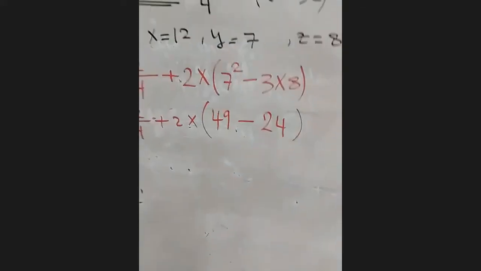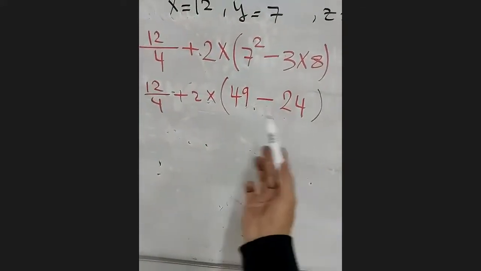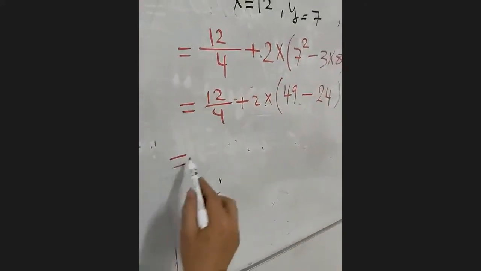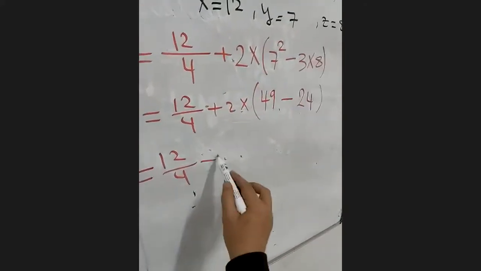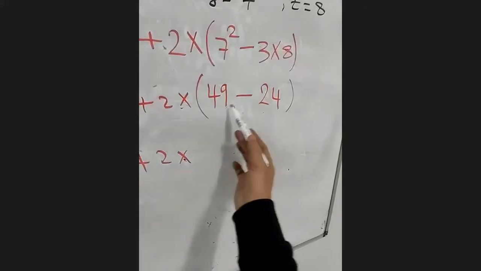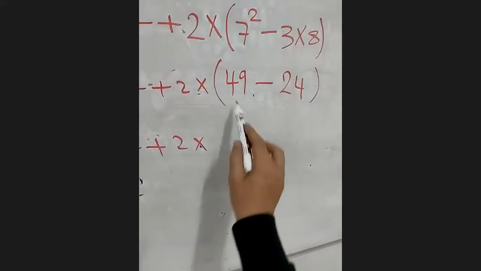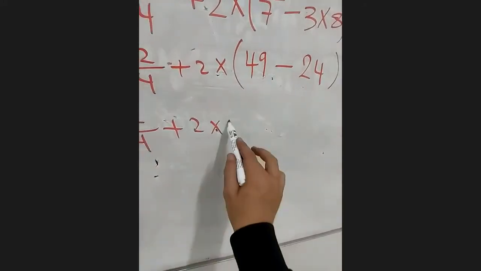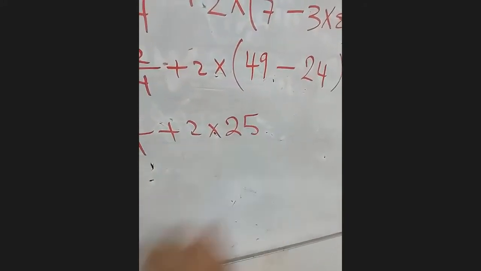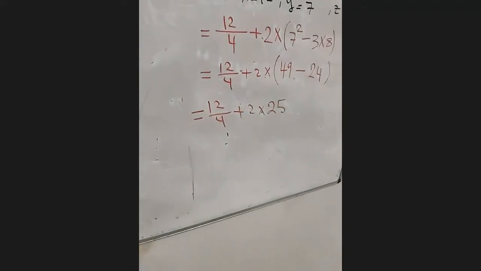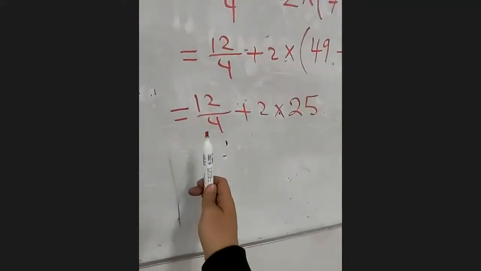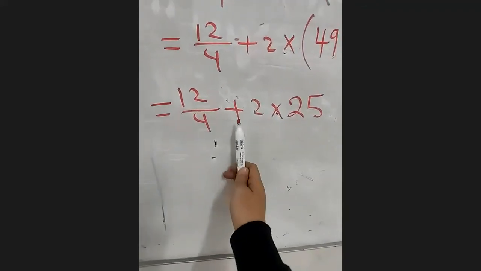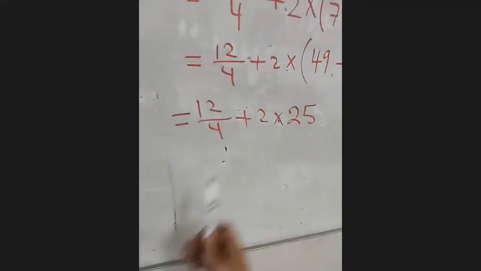Good boy. Now, at the next step, we can get rid of the bracket, right? Yes. So this is equal 12 over 4 plus 2 multiply 49 minus 24, which is 25. Now what we have here? We have division, and addition and multiplication. What we need to do first?